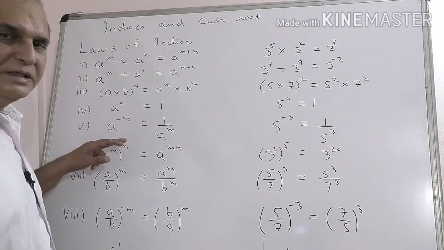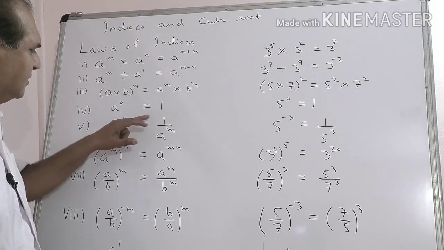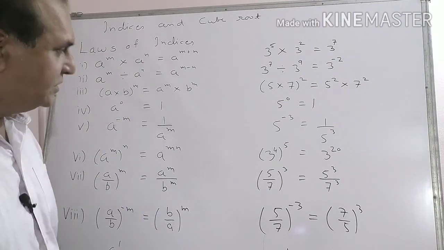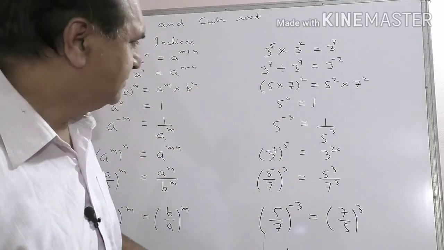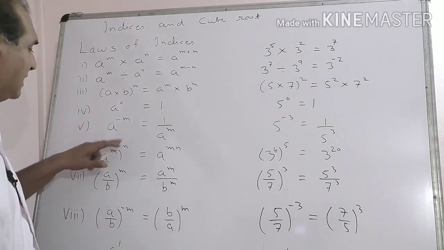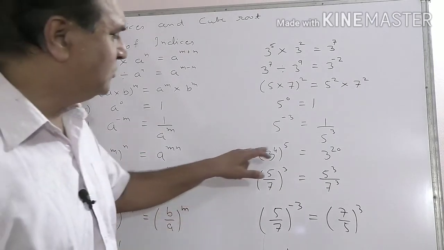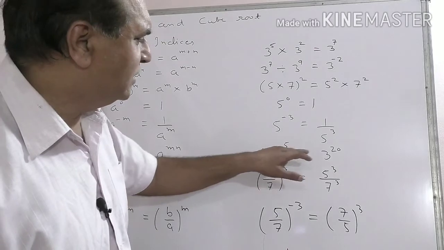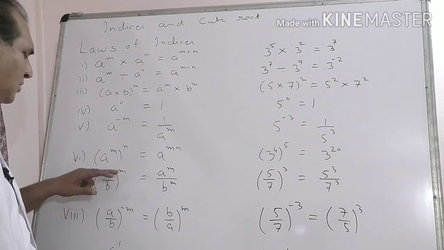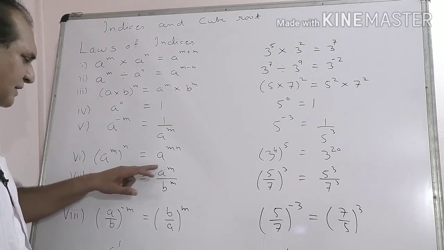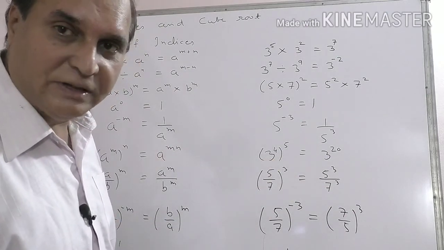Okay, a negative power you can change to a positive power by taking the reciprocal. a raised to minus m is equal to 1 upon a raised to m. So 5 raised to minus 3 is equal to 1 upon 5 raised to 3. These are sums given to practice. a raised to m bracket raised to n: here multiplication, a raised to mn. Suppose 3 raised to 4 bracket raised to 5: 4 into 5, 3 raised to 20 it is. Understanding? a upon b bracket raised to m: the m will go to a as well as b, that is a raised to m upon b raised to m. 5 by 7 raised to 3 is 5 raised to 3 upon 7 raised to 3.